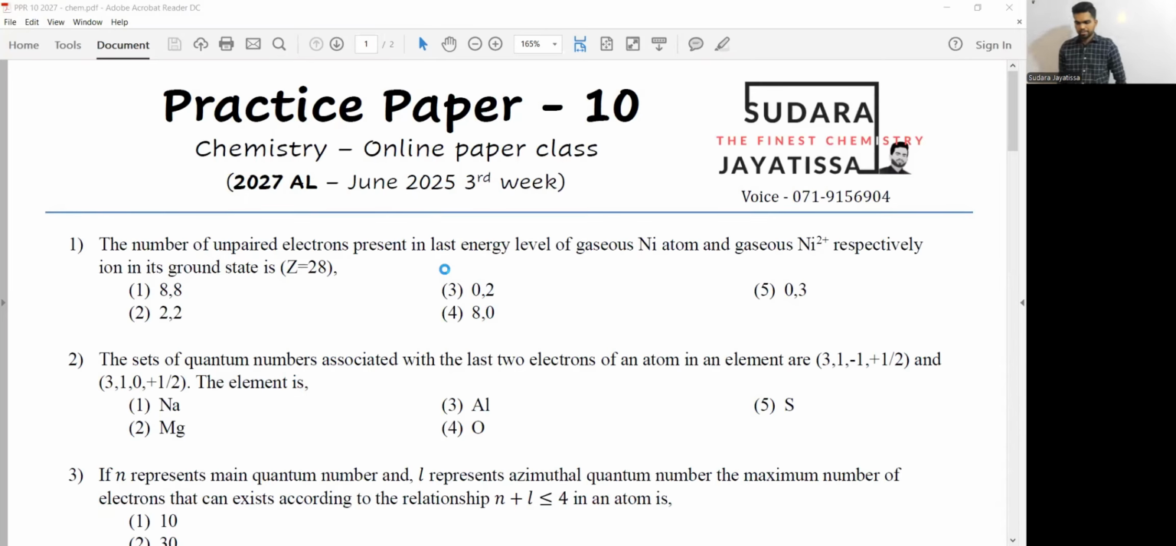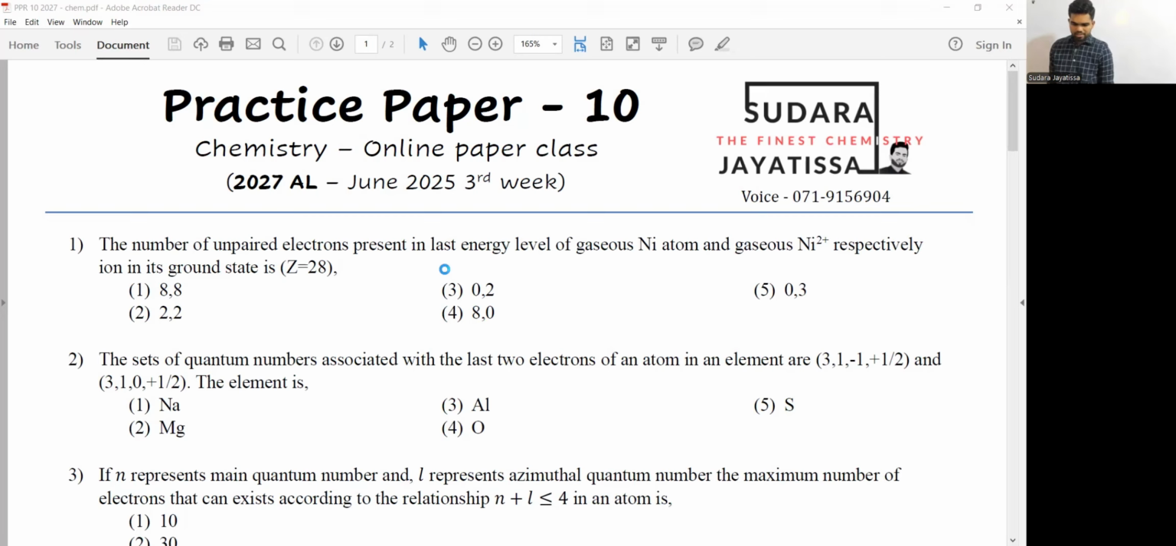So now we have discussed up to electronic configuration in our theory class, and from the chemical calculation lesson we did a part of that. So today we have questions from every topic we discussed, to revise what we learned earlier. This is the paper we are going to discuss today.